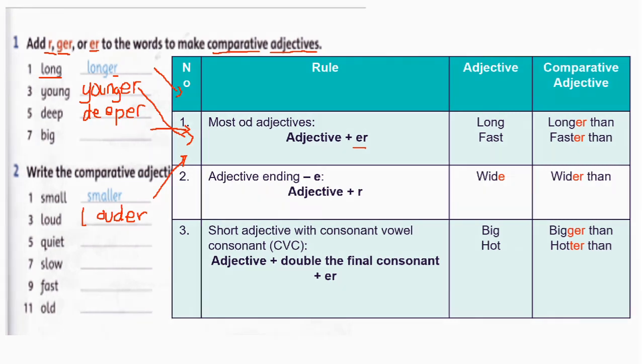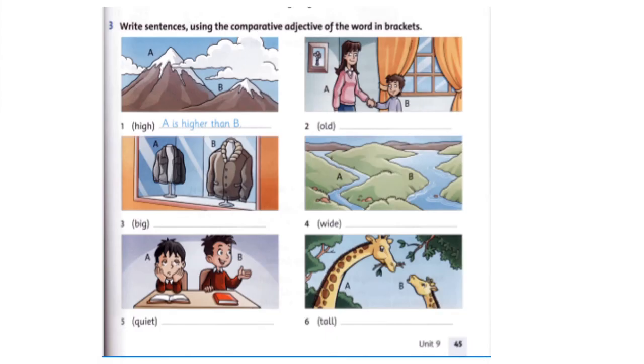Okay? Next, part 3. You write sentences using the comparative adjective of the word in the bracket. Words in the bracket: high, old, big, white, quiet, tall. But remember, all of them you have to change into the comparative form with ER. Like high becomes higher. So which one is higher, A or B? A. So you write A is higher than B.